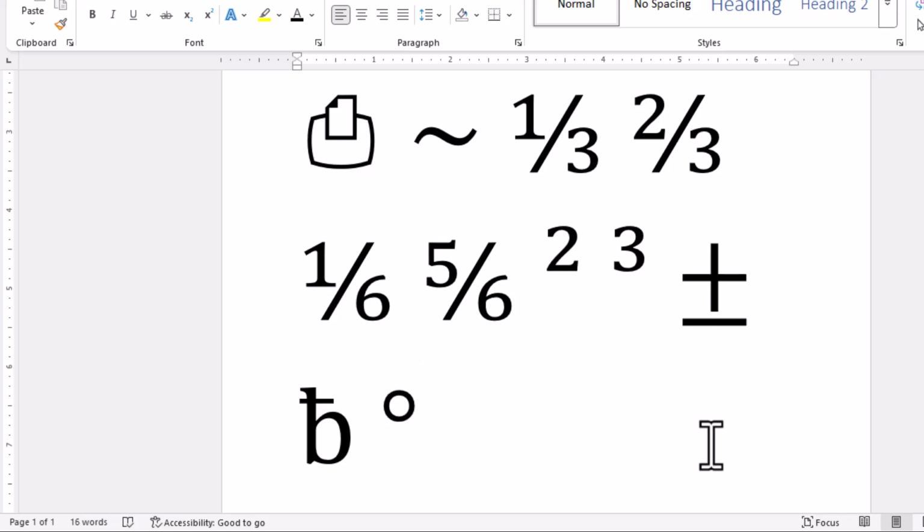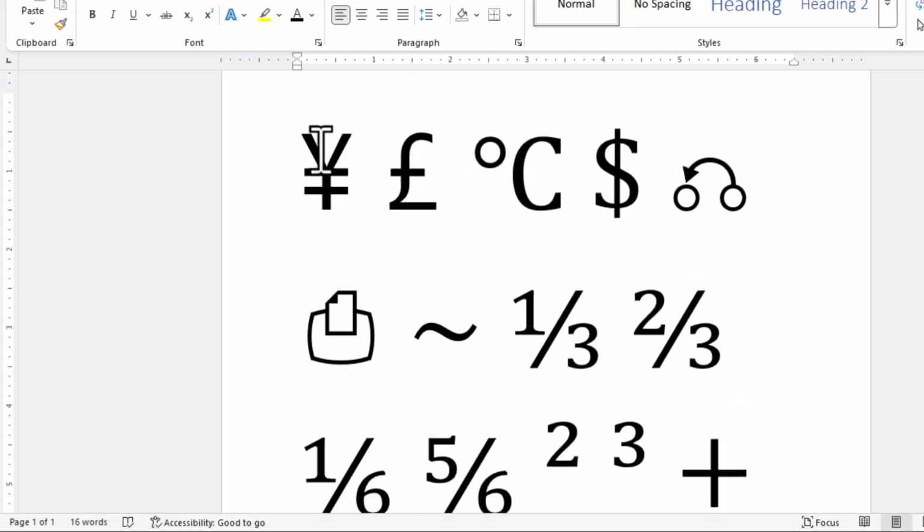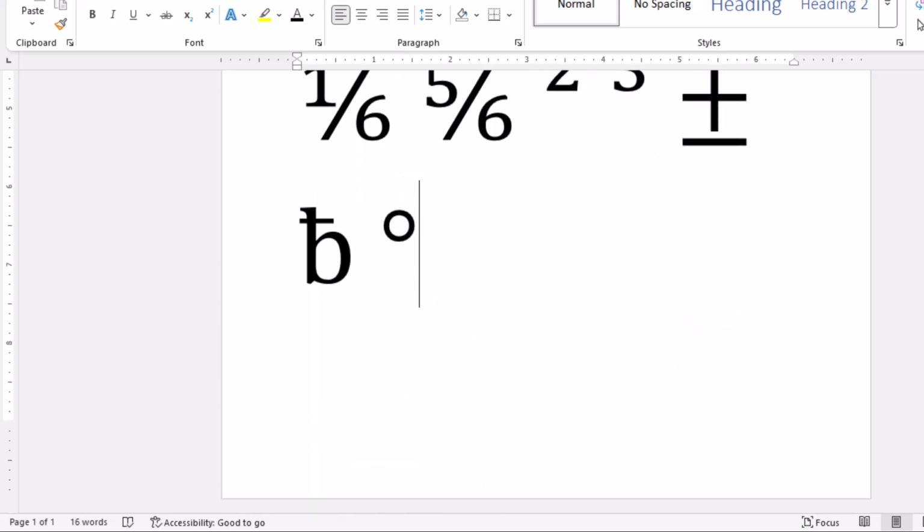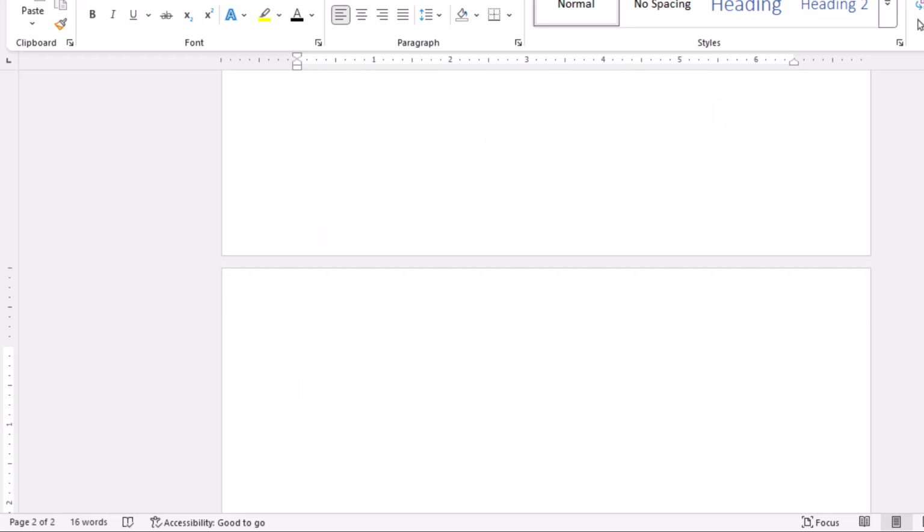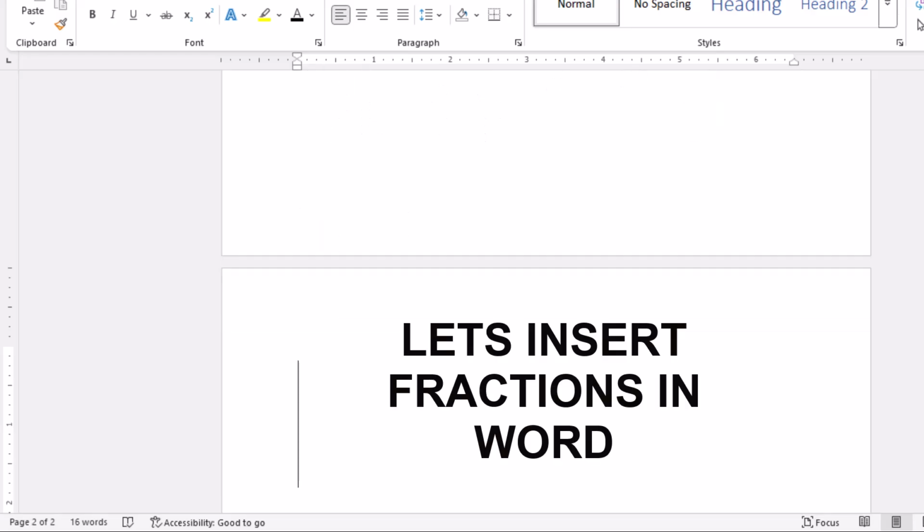So I provided 1, 2, 3, 4, 5, 6, 7, 8, 9, 10, 11, 12, 13, 14, 15, and I have added another one to it, making 16 special characters. Now let me show you the 3 bonuses I want to share with you. The first one is to insert fraction, that is 1/2 into your Word document.